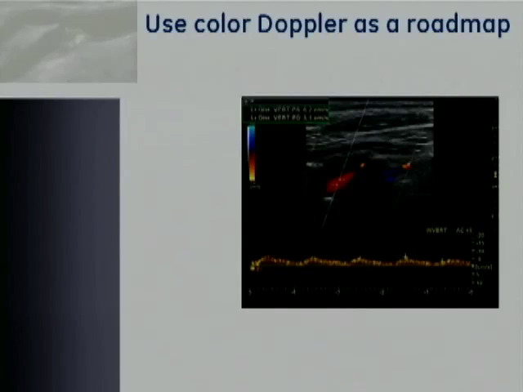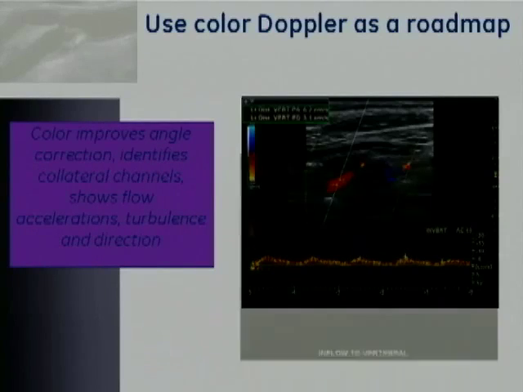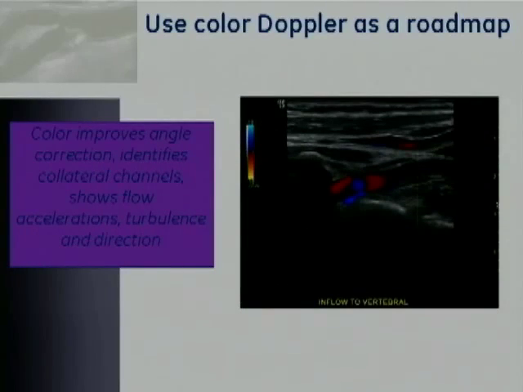Well, whenever I see a waveform like this, I know that it's indicative of disease proximal to the point that I'm sampling. So I'll look proximal, and when I look at the proximal vertebral, there's actually no flow, but then with color Doppler, I can actually see inflow to the vertebral that's reconstituting it.